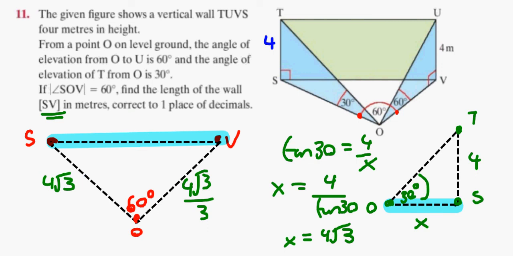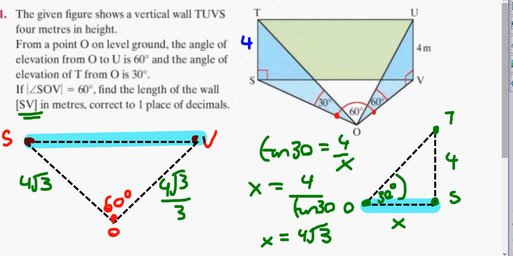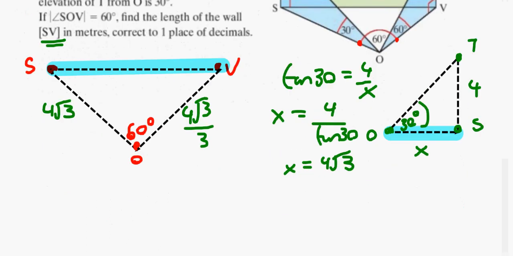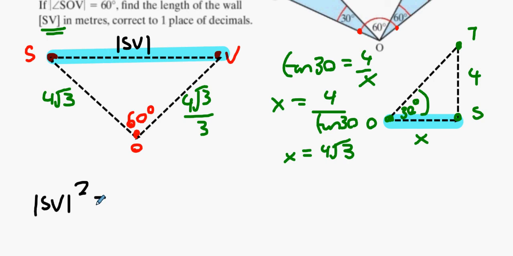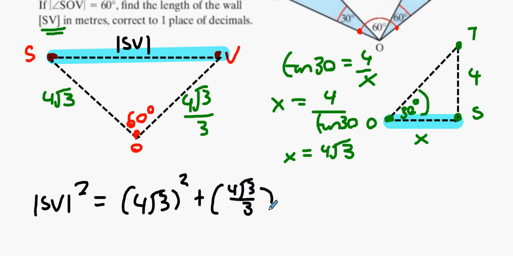Finally, what rule should we use for SV? Why using the cosine rule, Liam? Yeah, side, angle, side. Basically an angle sandwich, I call it. Okay? So that's what we're going to use here. So what do you reckon? Call this, I don't know, just call it SV, sure. SV squared equals what, lads? Cosine rule? 4 root 3 squared, and then 4 root 3 over 3 squared, yeah. Minus 2, 4 root 3. Somebody throw all that into the calculator for me, save some time.